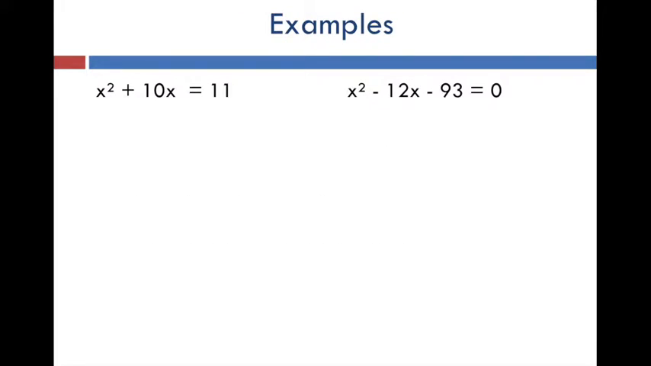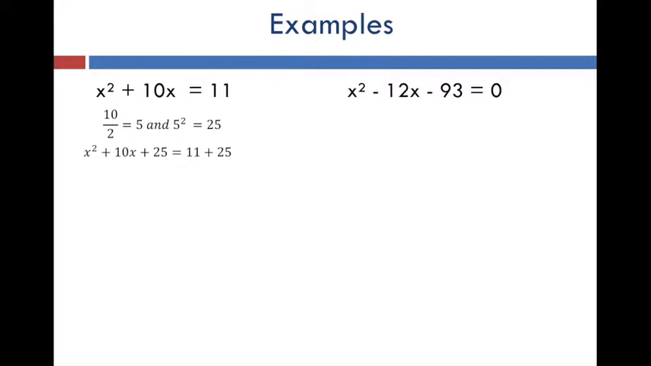Okay, let's practice. So our first step is to get the equation into the form ax squared plus bx equals c. This is already in that form. A is 1, so I do not need to factor it. So I'm going to take half of b, which is 5, square it, which is 25. And now I'm going to add that number to both sides.